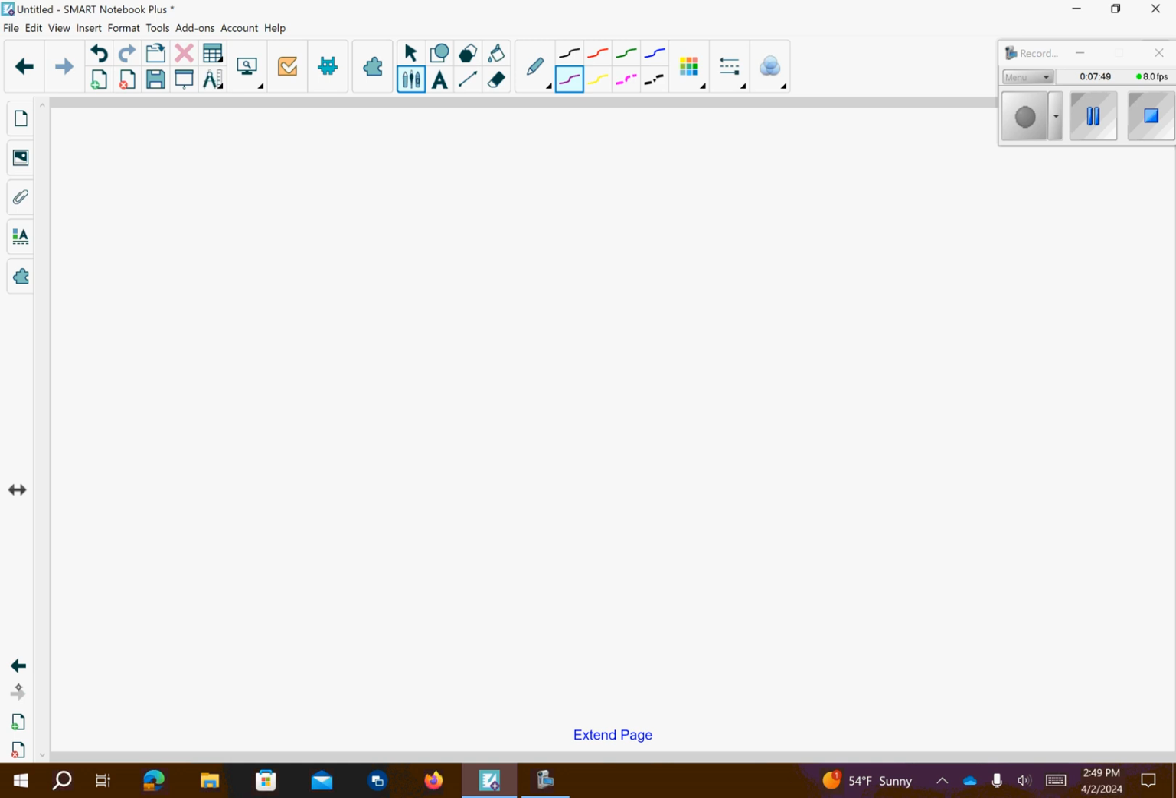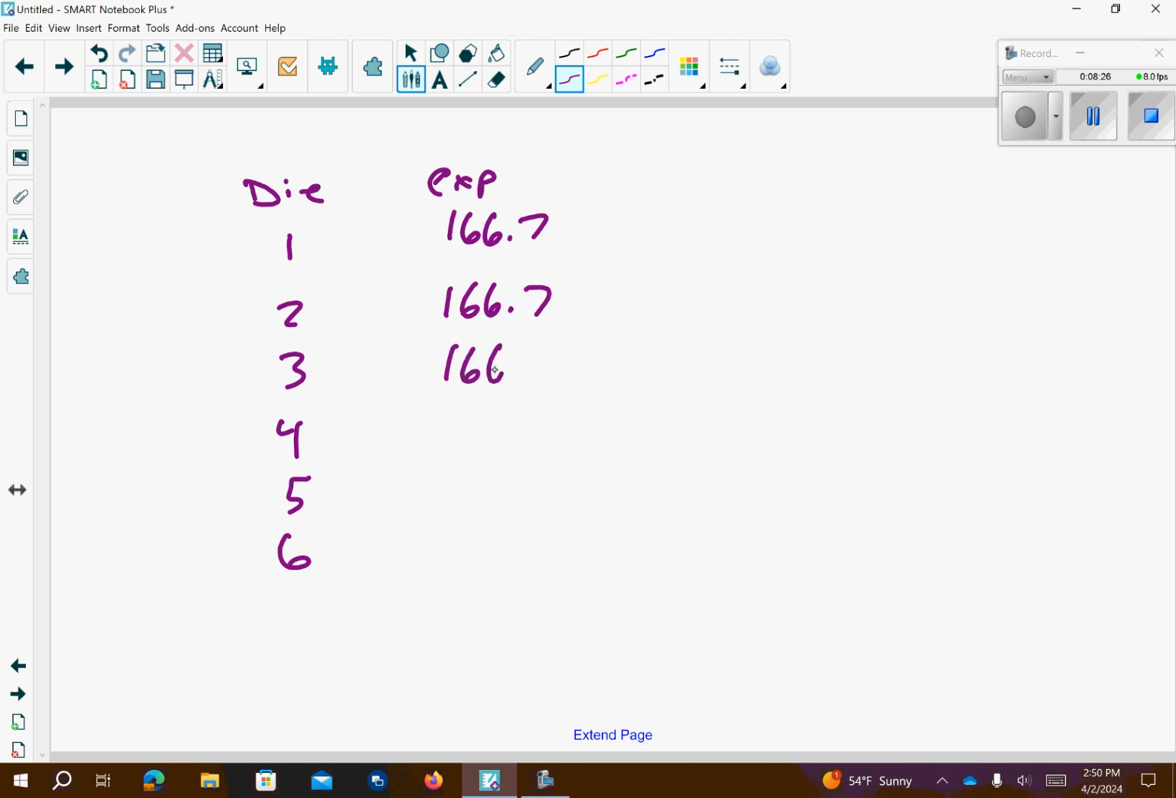It says a die manufacturer tests to see if the dice they make show equal distributions of 1, 2, 3, 4, 5, 6. They roll 1,000 times and record the raw counts. So your die, you got 1, 2, 3, 4, 5, 6. That's what happens on a 6-sided die. You would expect to roll 166.7 all the way down, because you should have an equal chance of any of these taking place.